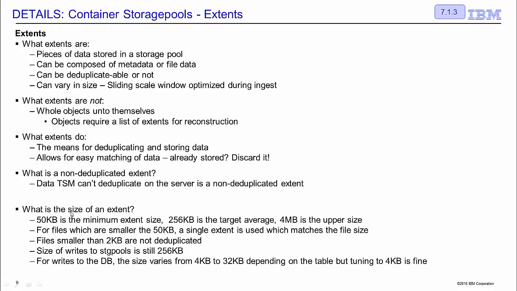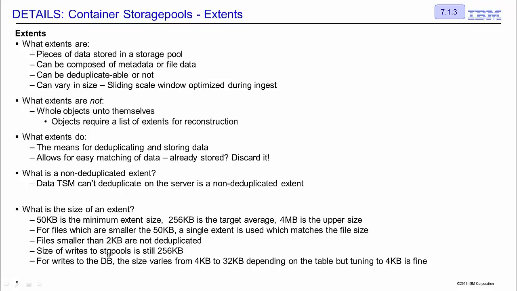The size of the extent, as I said, is variable. We see about 50 KB as the minimum extent size, 4 megabytes is the upper size, and somewhere in between around 256 KB is our target average. For files which are smaller than 50 KB, a single extent is used which matches the file size. And for files that are smaller than 2 KB, we don't even try and deduplicate them.